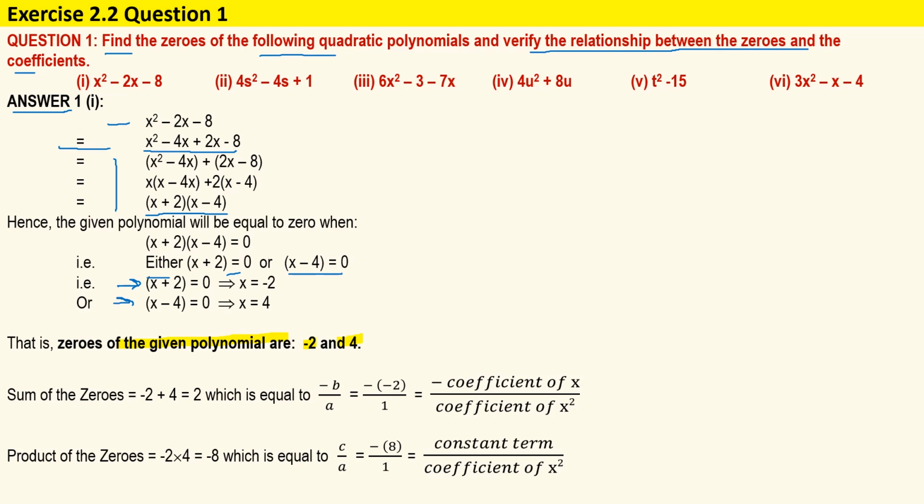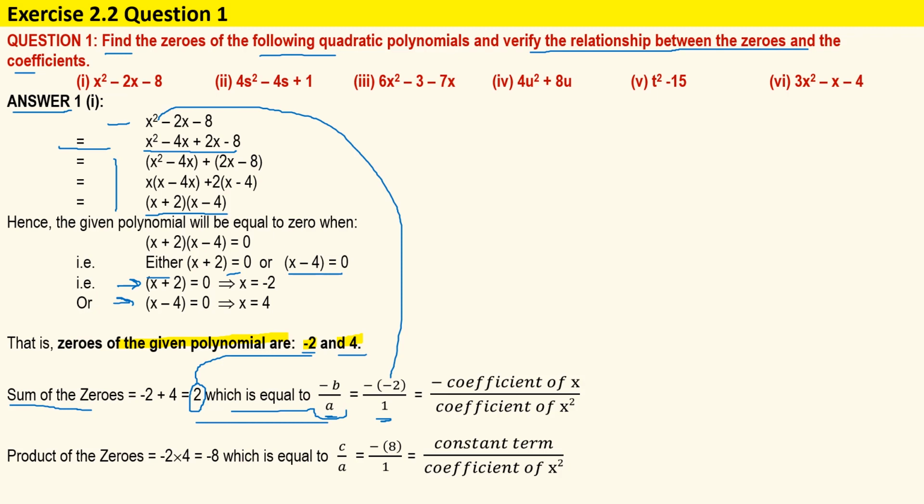So now let's verify the relationship between the coefficients and zeros. First let's see the sum of the zeros. We have already found the zeros as minus 2 and 4. So the sum will be equal to 2, which indeed is equal to minus b by a, because the b in the given polynomial is minus 2 and minus b by a is equal to minus of minus 2 by 1, which is equal to 2. Hence we have verified this relationship.